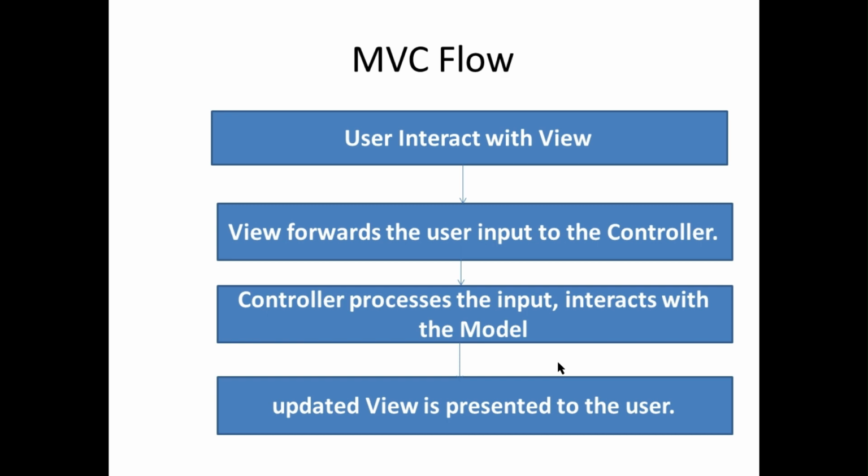So this is the MVC flow, the Model View Controller flow, which we have discussed till now. First step is the user interacts with the view, and then the view forwards the user input to the controller. So the controller is the middleman between the view and the model. The controller processes the input, interacts with the model, and the updated view is presented to the user. As views are using Embedded JavaScript or Pug, the dynamic content will be updated in the HTML pages. So this is the MVC flow.